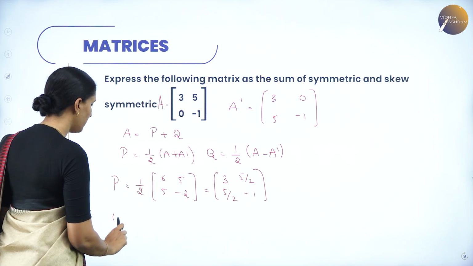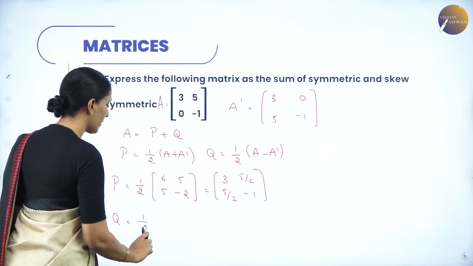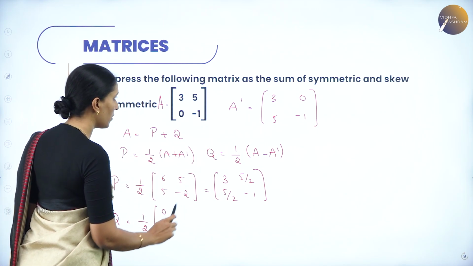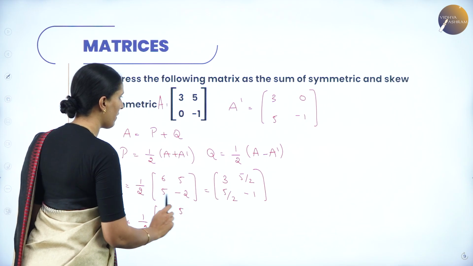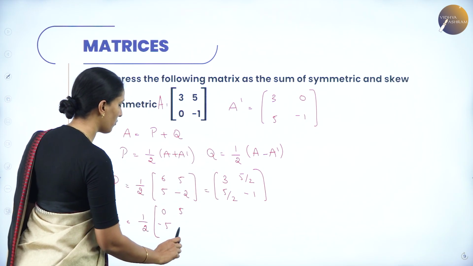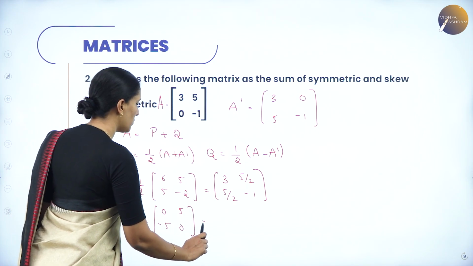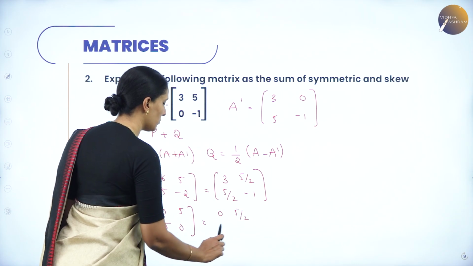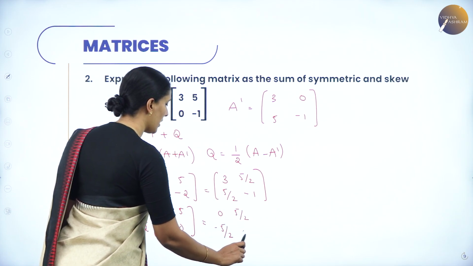Now let's find Q. It is half of A minus A dash. That is the difference of these two matrices, which is 0. So 5 minus 0 is 5. 0 minus 5 is minus 5. Minus 1 minus of minus 1 becomes 0. So when you multiply by half, it is [0, 5 by 2; minus 5 by 2, 0].